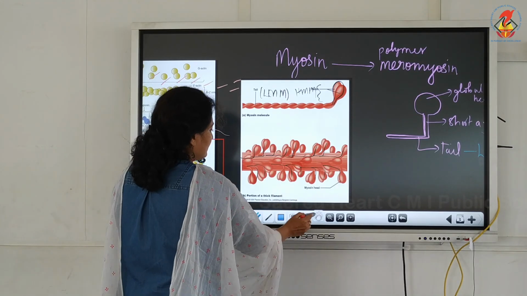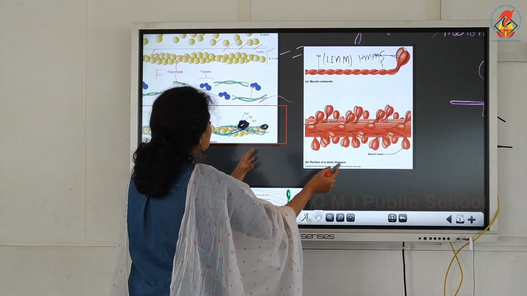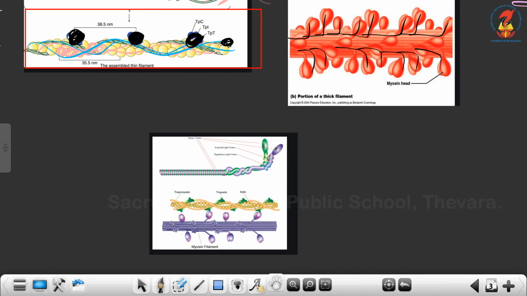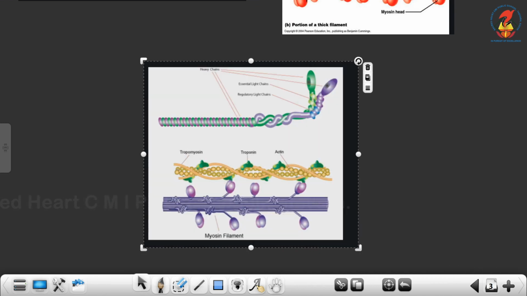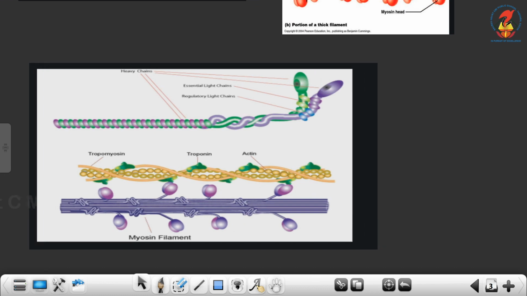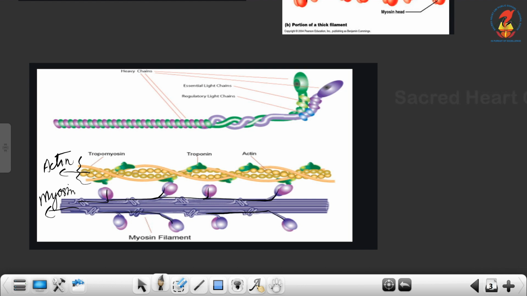Now I have already explained this. Now the myosin and the actin, how are they aligned? This is the way it is aligned. See, you have the actin or the thin filament with all the 4 proteins together, and then we have the myosin with the myromyosins polymerized to form the myosin. Very simple is the structure of the myosin.